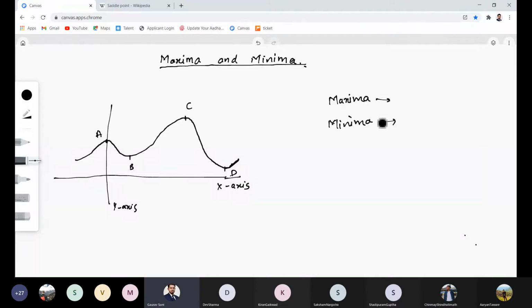So A and C are maxima and B and D are minima. Excuse me, how can you have two maximum points? Maximum can be one. It has to be one because that is the greatest. Sir, they are local maxima. They are local maxima, exactly. So these are local maxima and local minima.